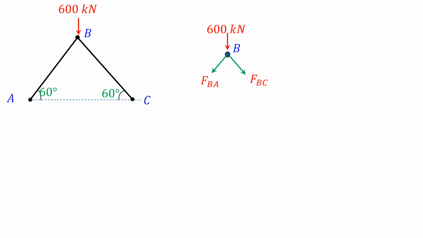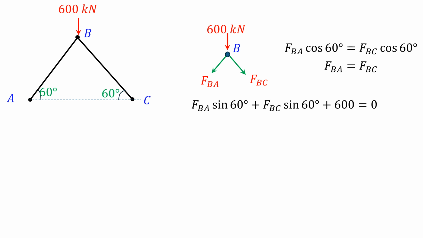The forces in the bars will be along the length of the bar because the bars will be in axial loading. Then from the equilibrium of horizontal forces, the sum of horizontal forces should be 0. So FBA cos 60 should be equal to FBC cos 60. This gives rise to FBA is equal to FBC.